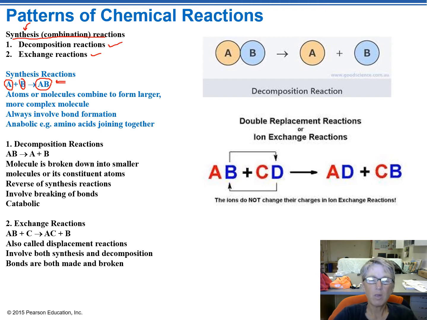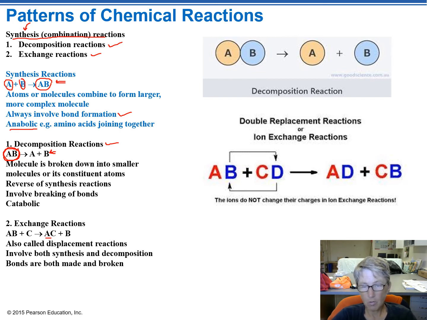Synthesis reactions always involve bond formation. So in this cartoon, you're making a bond. For example, a synthesis reaction could be an anabolic reaction when you're joining two amino acids together, like we showed in the previous slide. You could have a decomposition reaction where you break apart the reactant AB into two products, A and B. And then in an exchange reaction, you have AB plus C on the left side of the arrow and AC plus B on the right side of the arrow, and then you just switch them around.